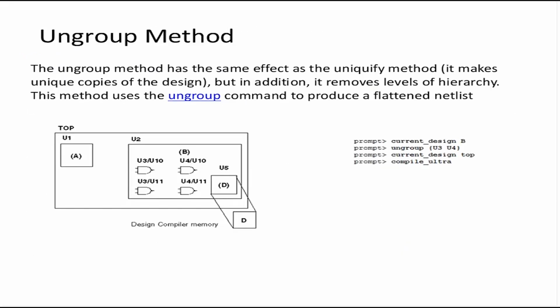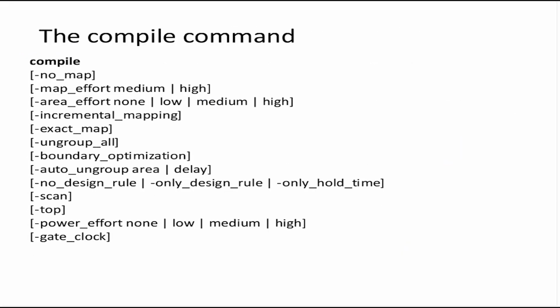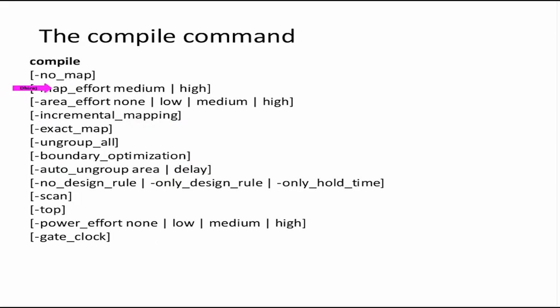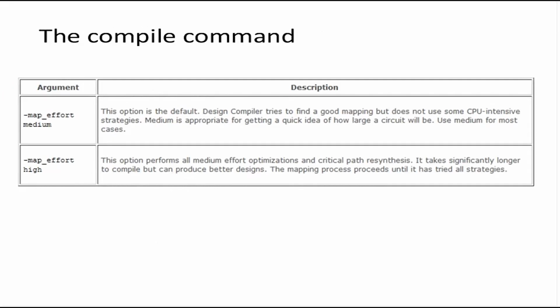Now let's look at the compile command. The compile command has many options, such as no map and others. I would recommend that you go to the DC shell and read the man page. I will discuss the most famous options that are part of the compile command. So one is the map effort, also called the compile effort. The default option is medium.